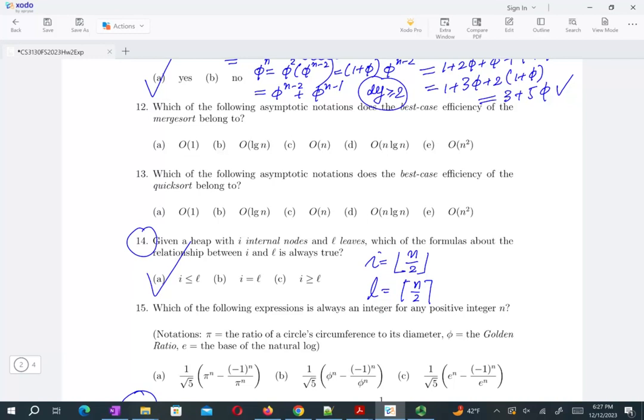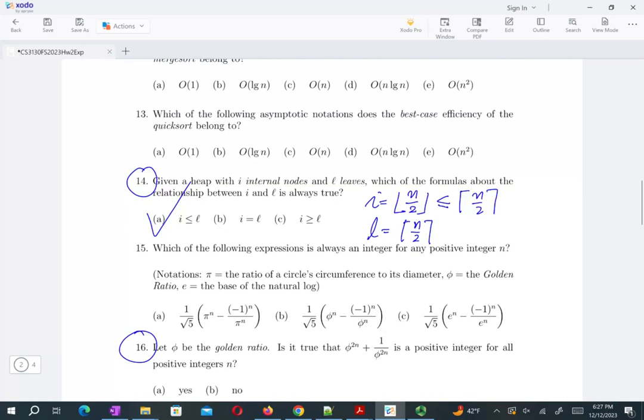And then we know the floor function is always less than or equal to the ceiling function, right? So that's option A. Okay? A small number of students picked C. All right, so that's an easy question.